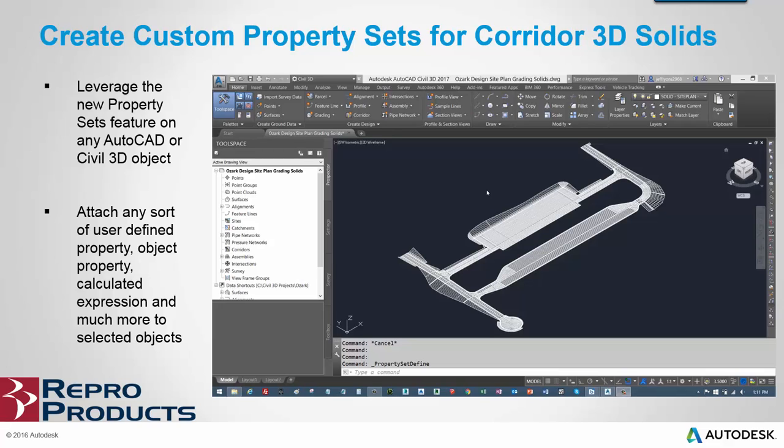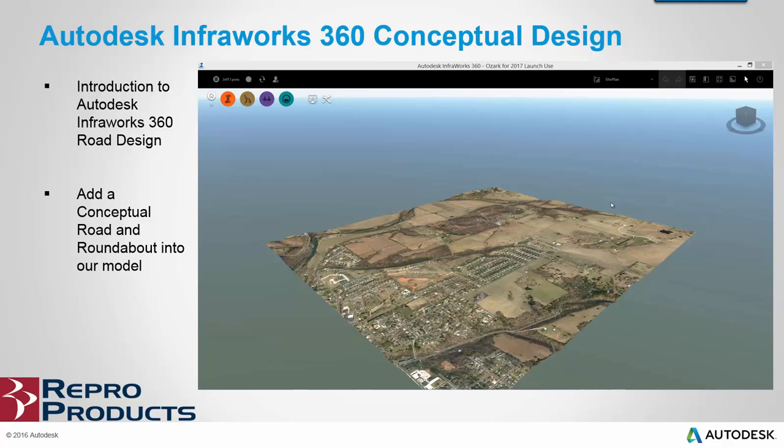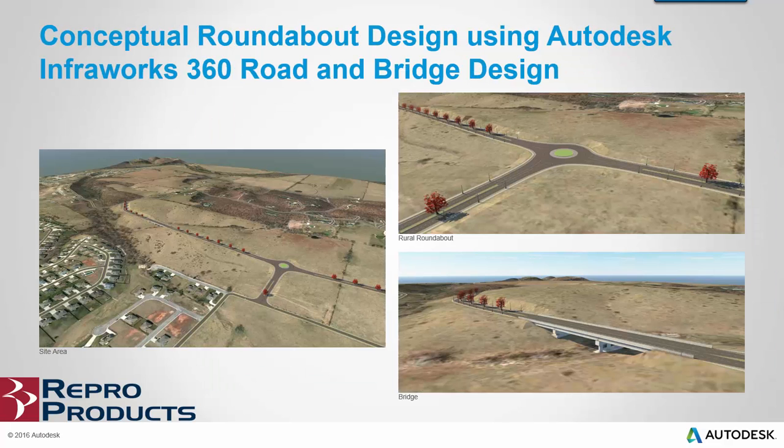What was the region it came from, the alignments, what type of material it is. You can even include calculations for things such as cost. And the ability to work more seamlessly with InfoWorks is greatly improved. So we can do conceptual design in InfoWorks.